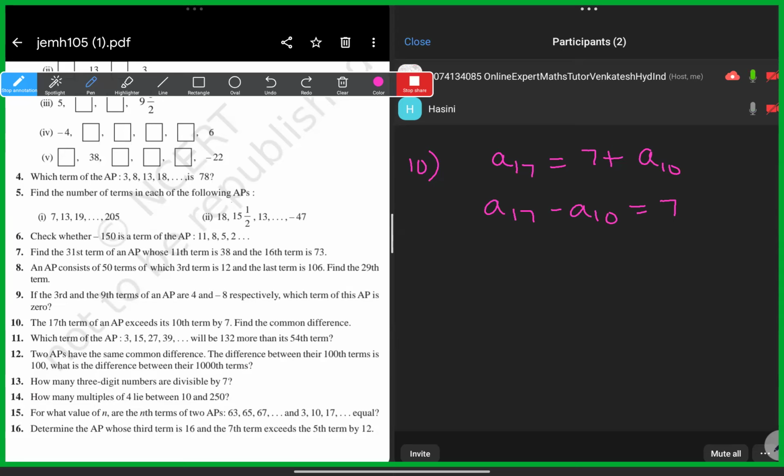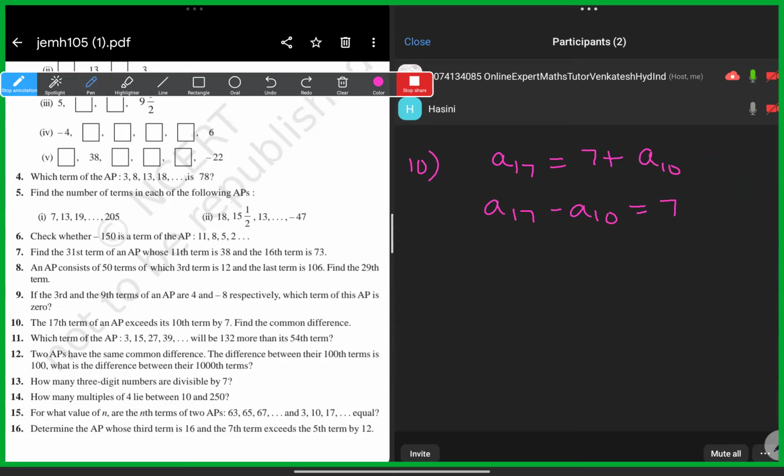So here the 17th term is in the place of 100, and the 10th term is in the place of the 80 which I gave as an example. So 100 minus 80 becomes A17 minus A10, and the difference is 7. Any doubt, Hasni? No, sir. So we can write either of these ways, Hasni. I brought A10 to the left side, and this will go to the right side as 7 plus A10.